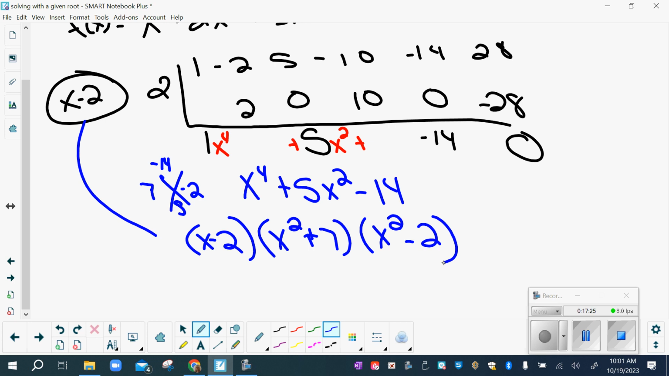Now, I'm going to go fast because, well, I can. So, this guy, 2. This guy, watch this. Negative and positive root 7. This guy, positive and negative root 2. You okay? Yeah, I love this. There are 10 of these.